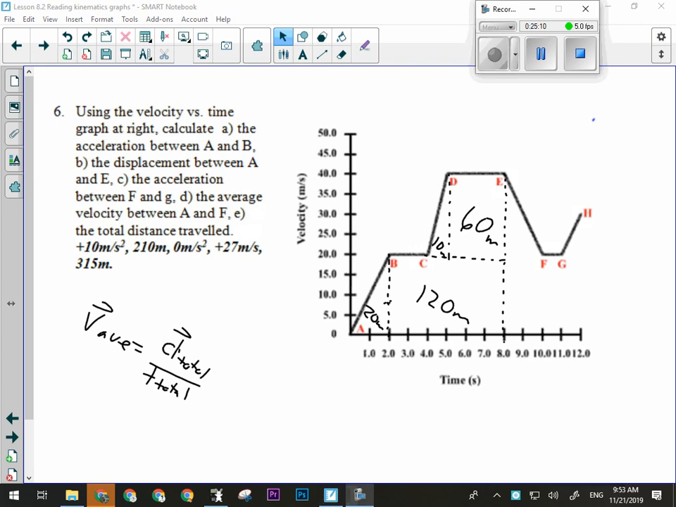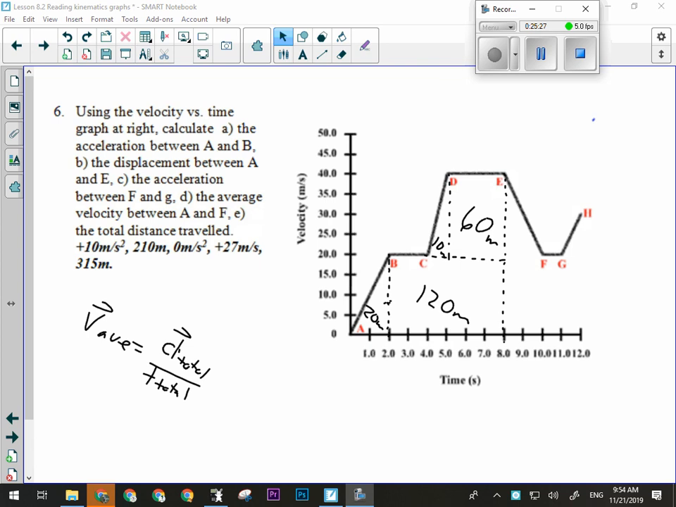All right, so if we're looking at the rest of this question here, finding the acceleration between F and G is a one-mark question. What's the acceleration? Zero. It's a flat line. The velocity is not changing between F and G.